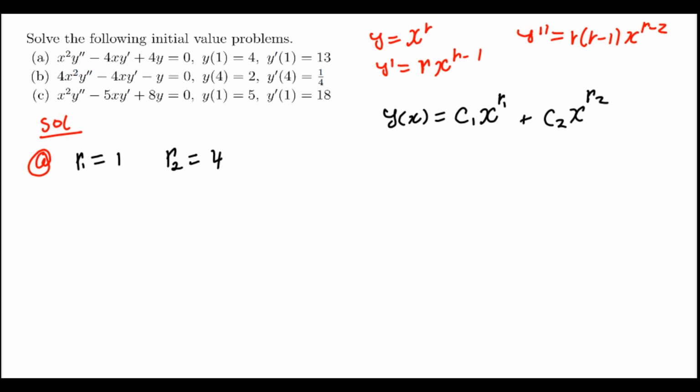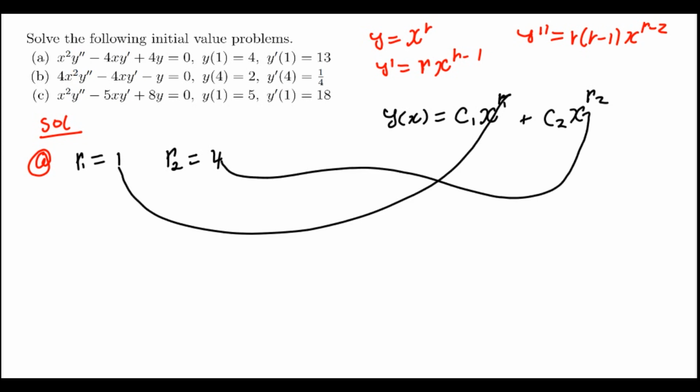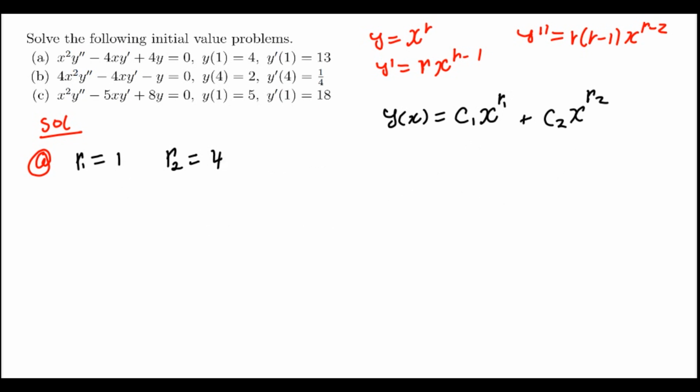Now we could have just written 1 there and the 4 right there, but we have to find the values of c1 as well as c2. Because we are given initial conditions, this is an initial value problem.